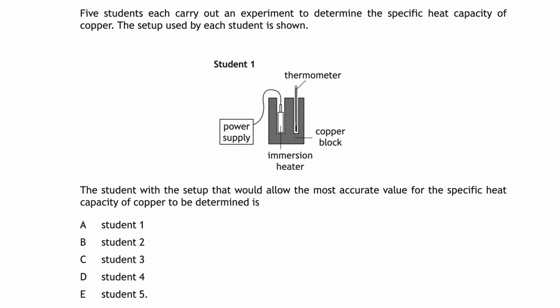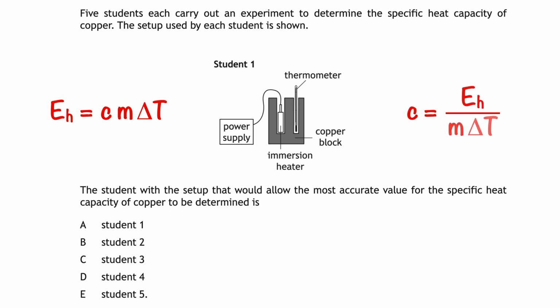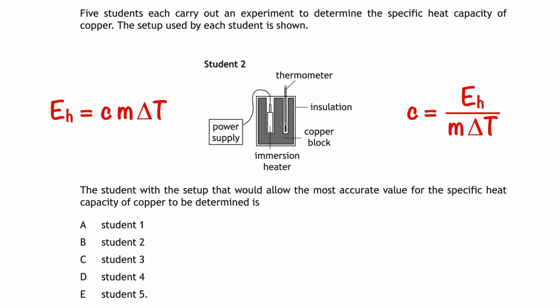To calculate the specific heat capacity of copper, you need to use this equation, which can be rearranged like so. E H is the heat energy supplied, M is the mass of the block, and delta T is the block's change in temperature. Let's see if student 2's setup would give a more accurate value. The big difference here is that the copper block is now covered in insulation. This would cause less heat energy to be lost to the surrounding air, and as a result, the temperature of the block would have a greater rise than with student 1's setup.